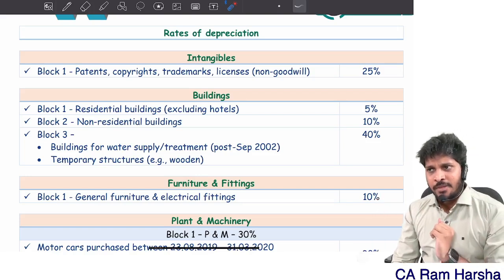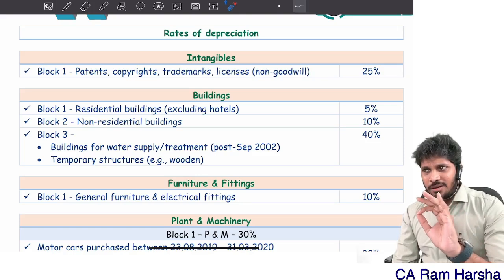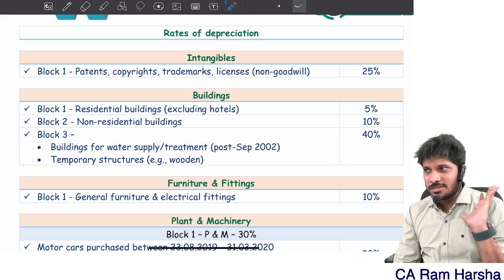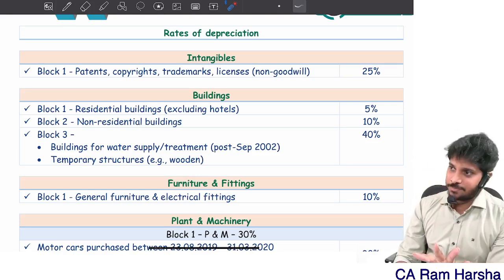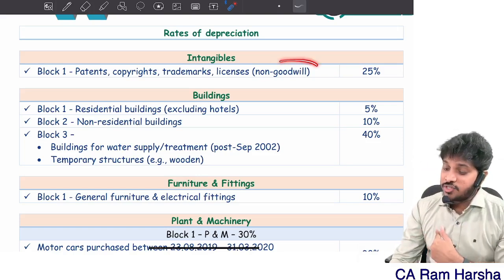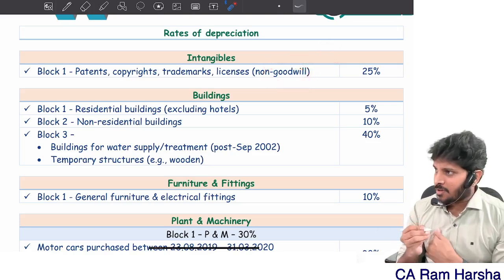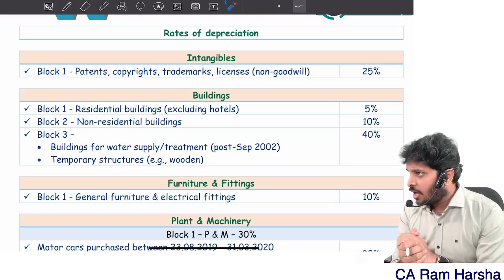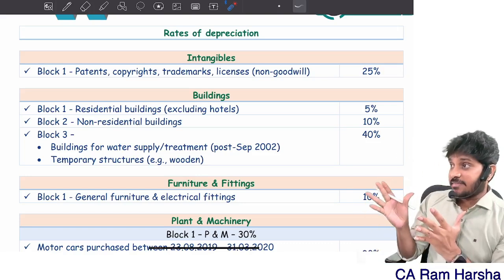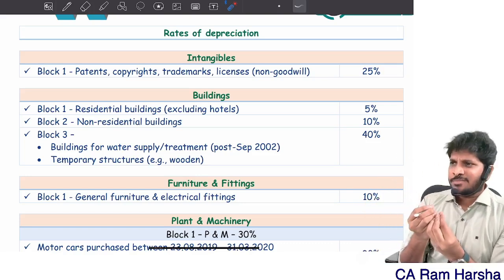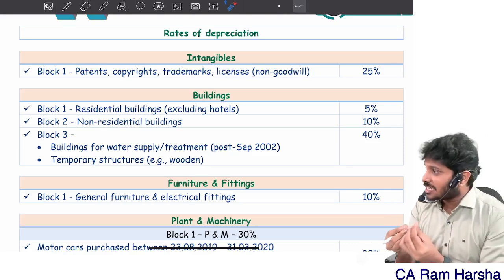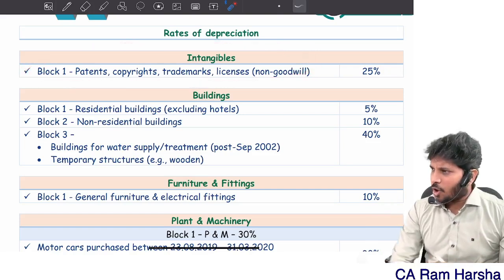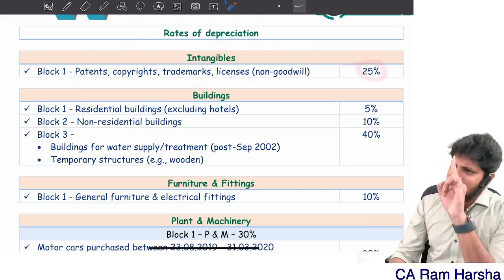By the way, when I say intangible, is it self-generated or purchased? Generally purchased. Self-generated goodwill value is 0. We generally consider self-generated goodwill value as 0. But for other copyrights that are developed, some cost I can find easily. You might have understood this in the accounting standard. So all intangible assets carry the same rate of depreciation.